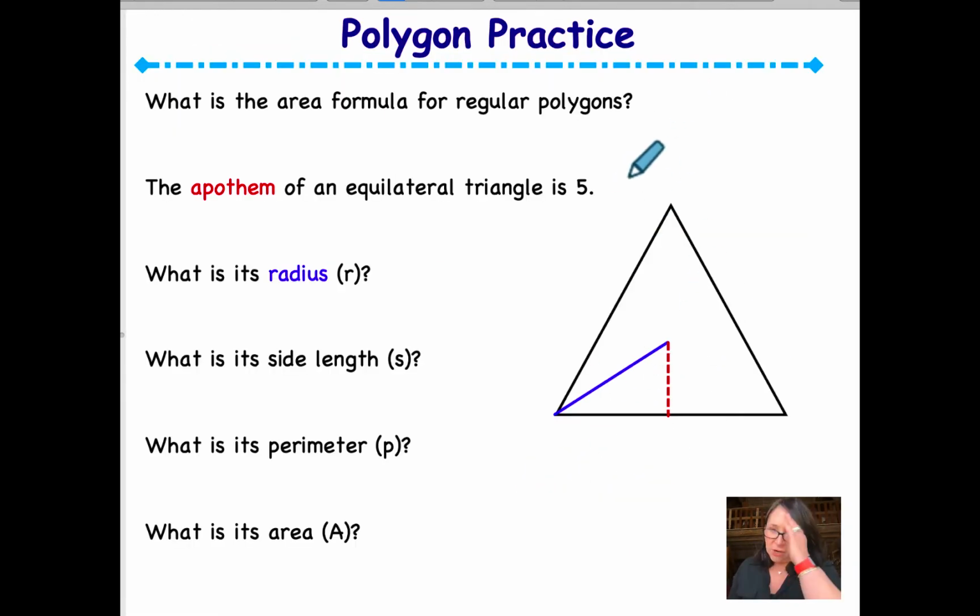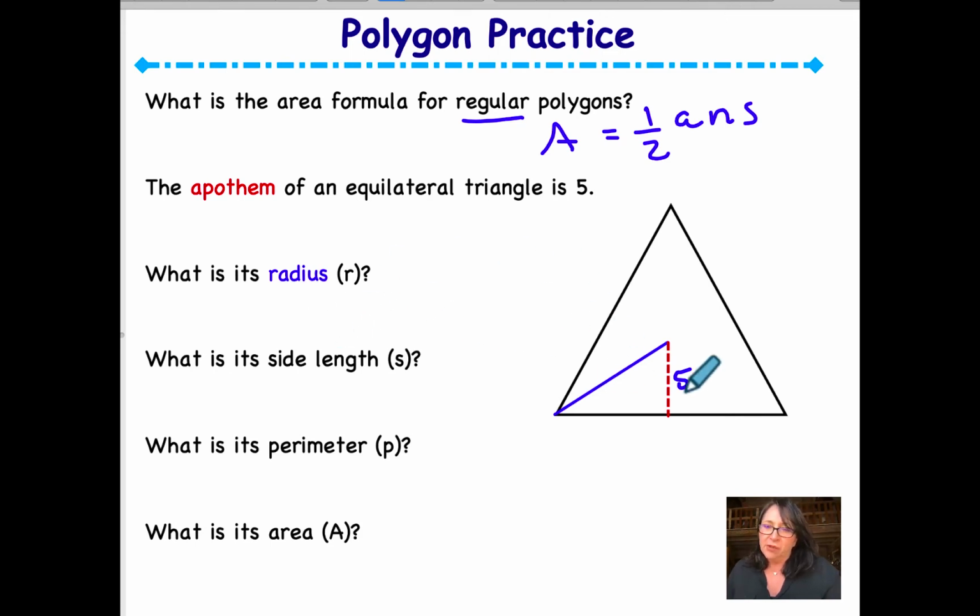For this problem here, it's asking me for the area of this triangle. What I know is the formula for that is 1/2 a n s, and that's for any regular polygon. That's the area for a triangle, square, pentagon, any regular polygon where all sides and all angles are congruent. The apothem is 5. So that apothem is this little line right here.